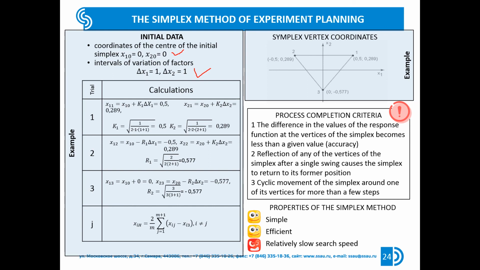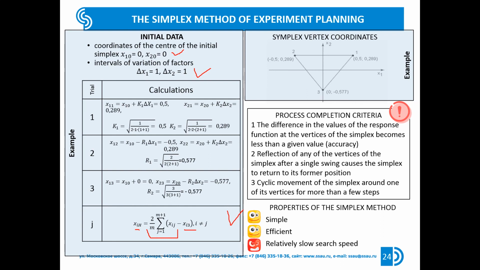The formula is used to determine the experimental conditions at the reflected point, the coordinates of the new simplex vertex, where this is the coordinate of the new point, the new vertex of the simplex for the ith variable. This is the coordinate of the point to be replaced, the coordinate of the worst response vertex before it is discarded. And this is the average of the coordinates of all vertices in the simplex except the one to be replaced.